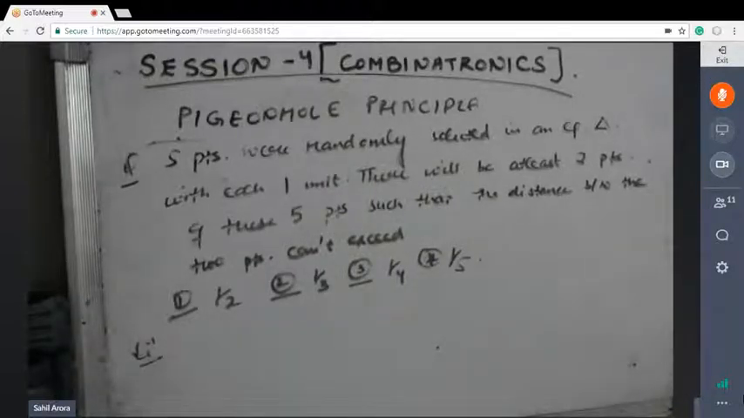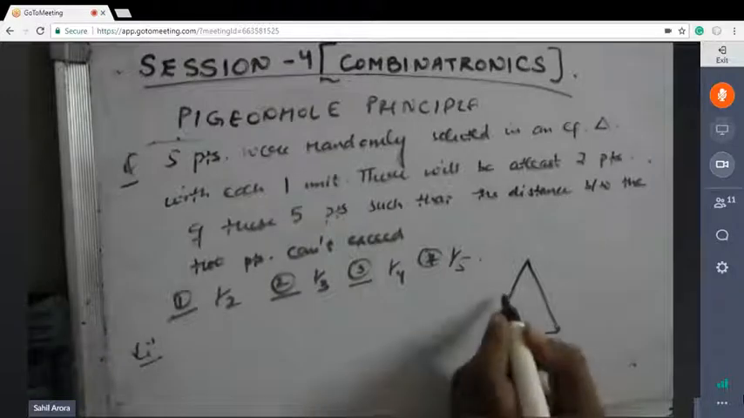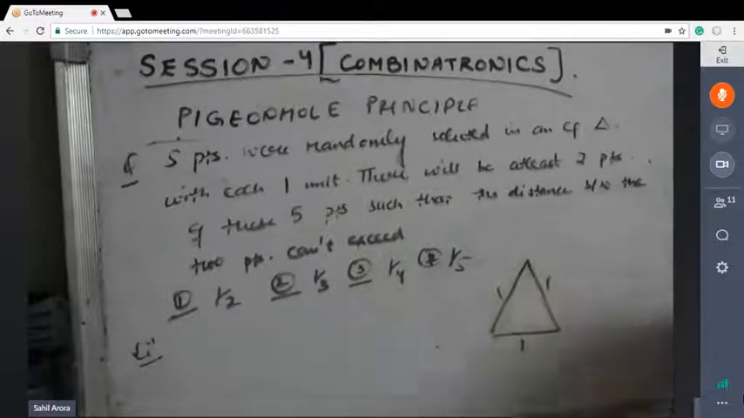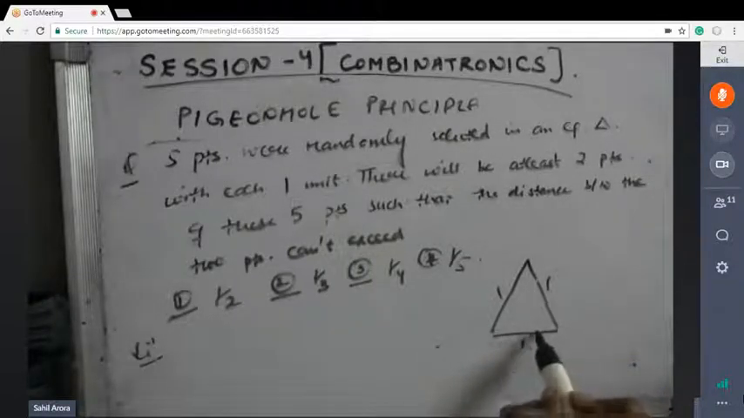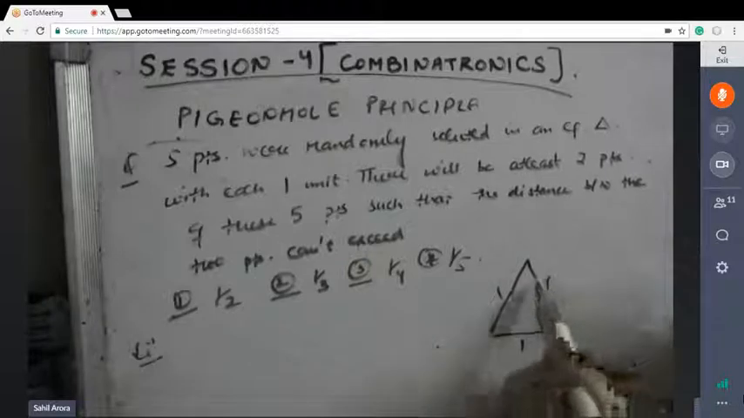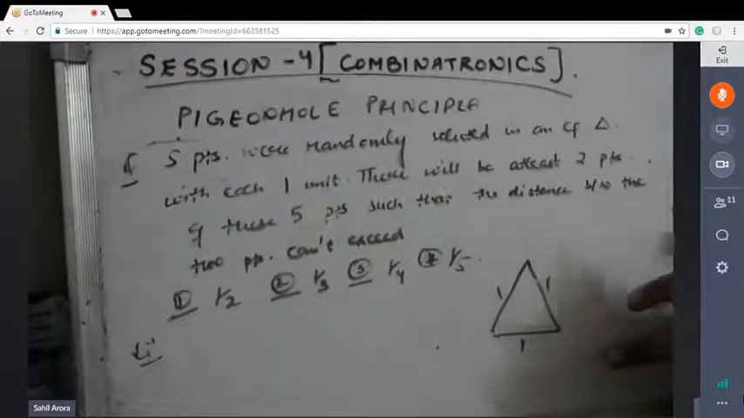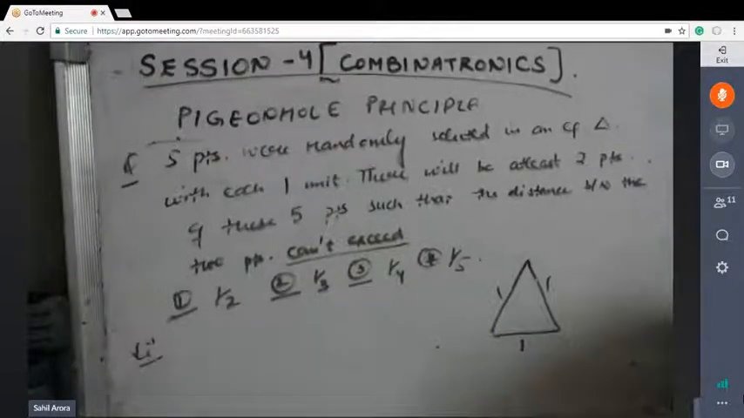This question says we are having an equilateral triangle, let's say this is an equilateral triangle whose every side is 1, 1, 1. We are saying that we are picking up 5 points from this. Let's say I'm picking up 1 point here, second point here, third point here, fourth point here, fifth point here. So the question says the distance between those 2 points that you pick up from this equilateral triangle cannot exceed what? First thing is, they're saying cannot exceed. It means that we need to find the maximum distance.